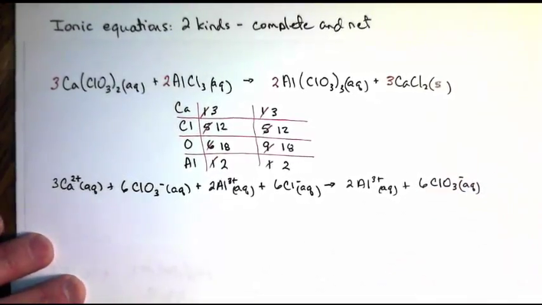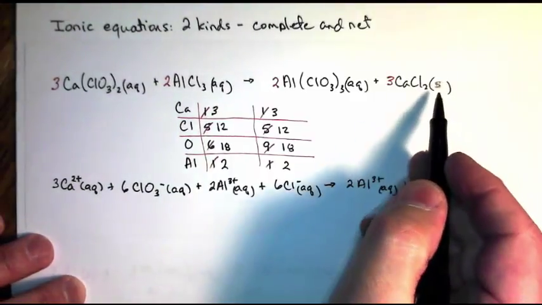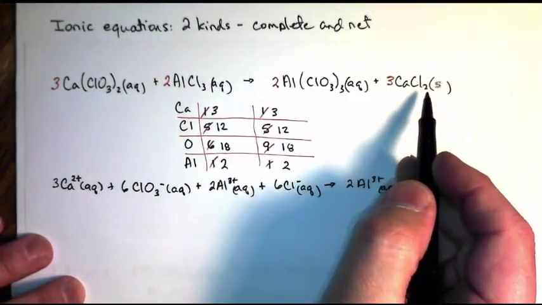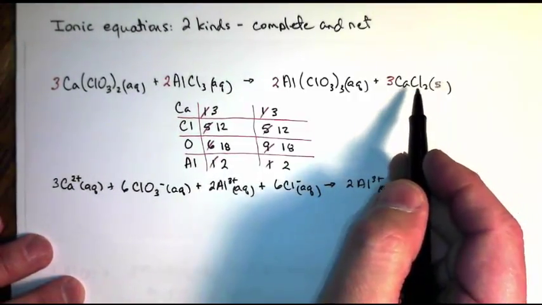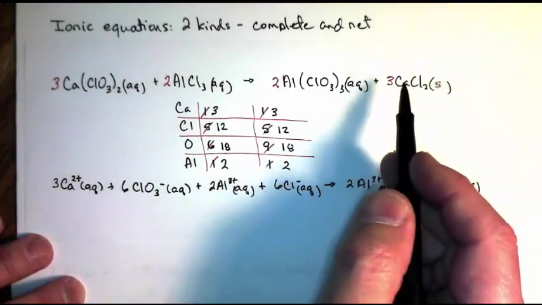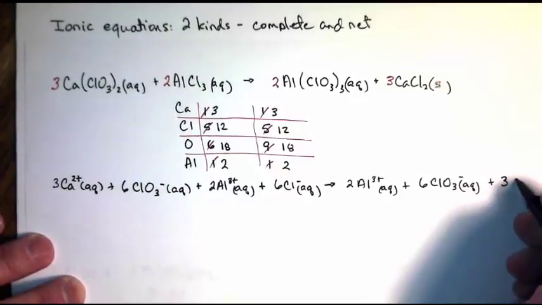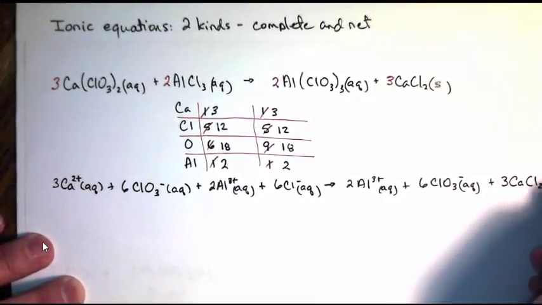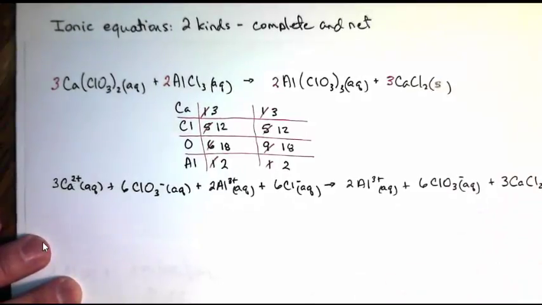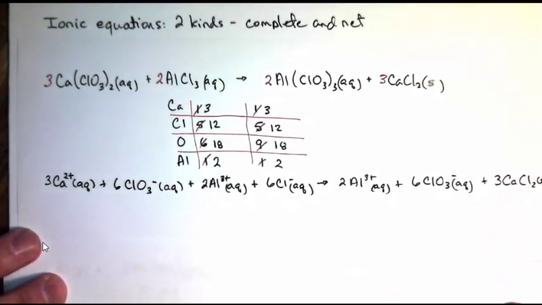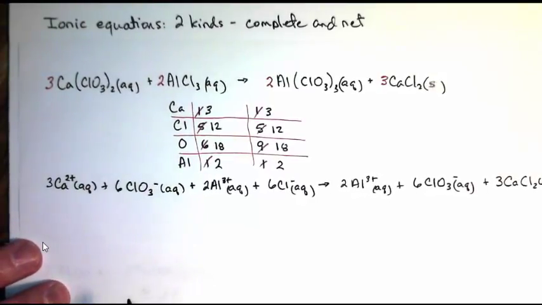Yeah. All right, good. Now the last one is not aqueous. Okay, if it doesn't dissolve, ionic compounds don't break up. So that last one, we're just going to write it the way it appears there. 3 calcium chlorides that are solids. Okay? Now, this is a complete ionic equation.